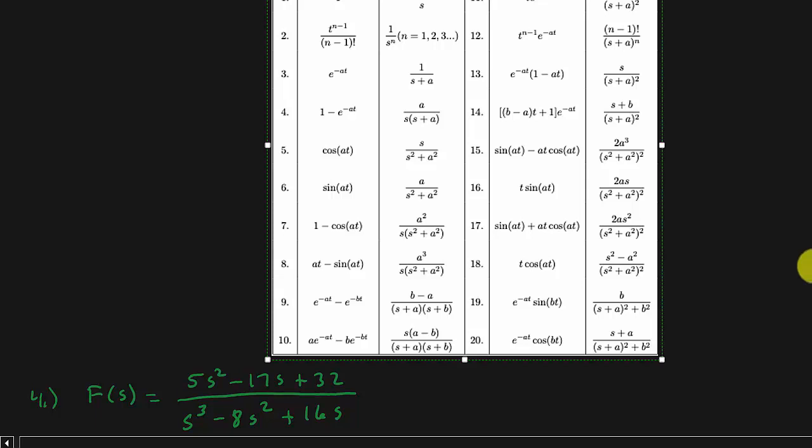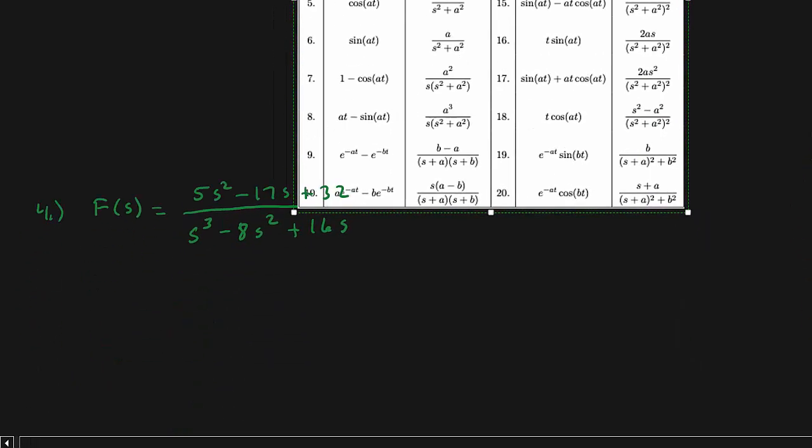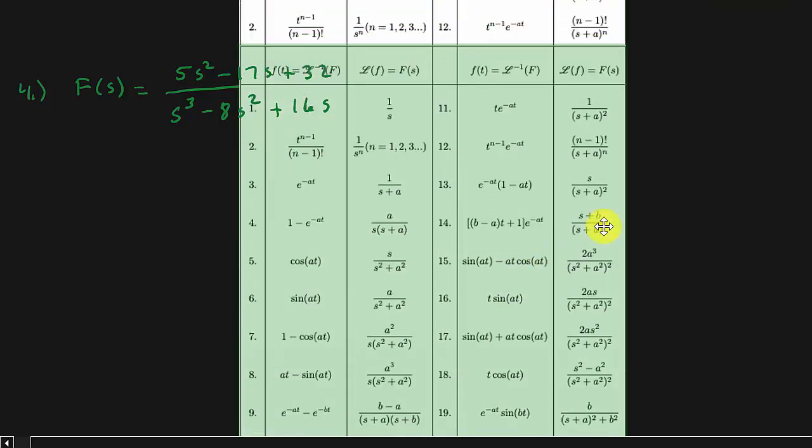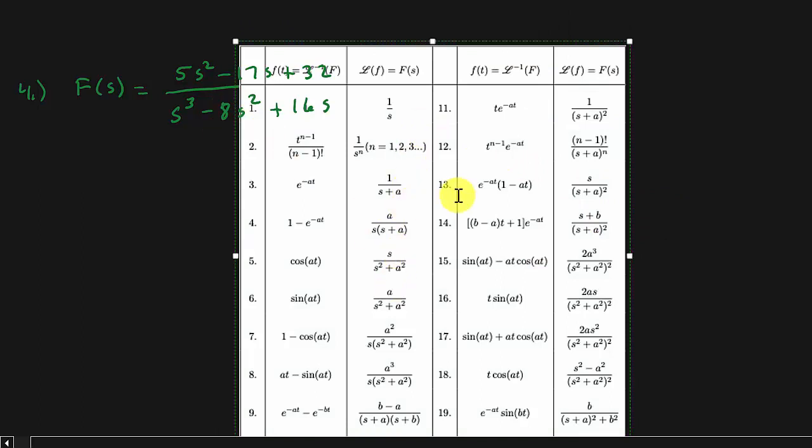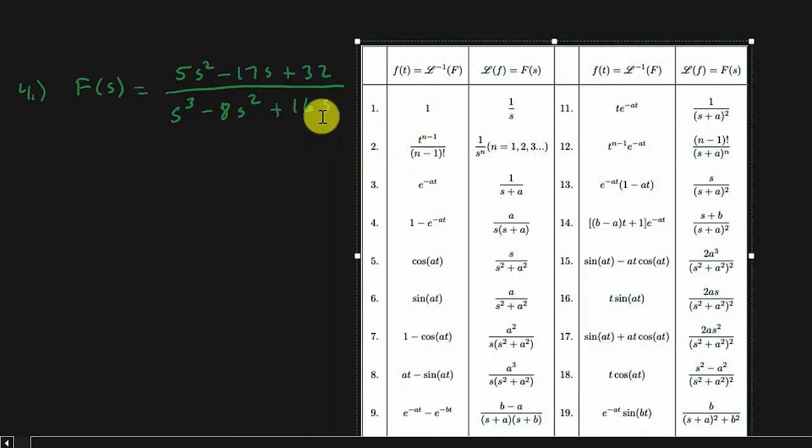All right, so now we've got this one. Let's just pull the table down here and take a quick look. And I'm going to tell you now, nothing matches. Nothing matches that. There's not even an s cubed in there. Anything that looks like that denominator. So how do we do this one? Well, these are the fun ones. You're really going to enjoy this one.